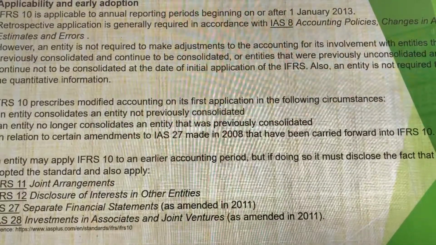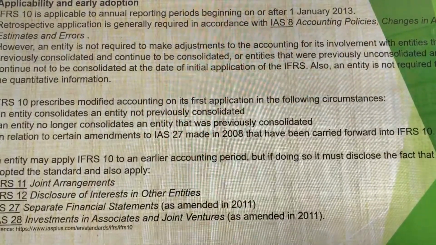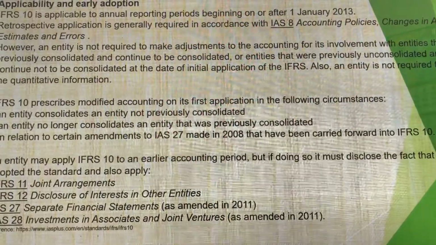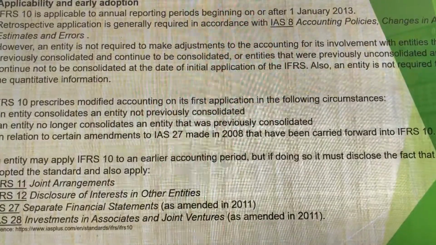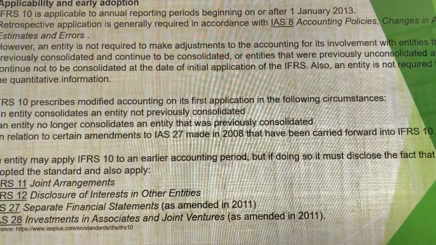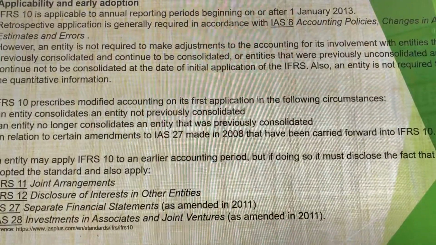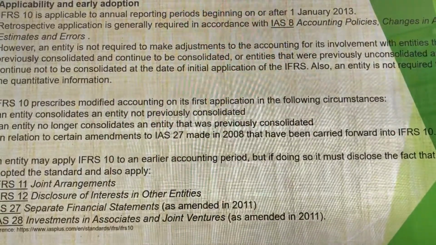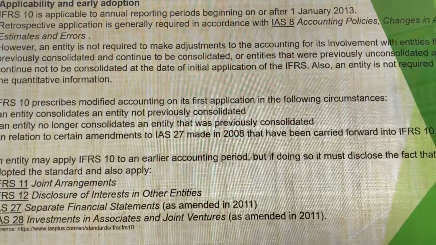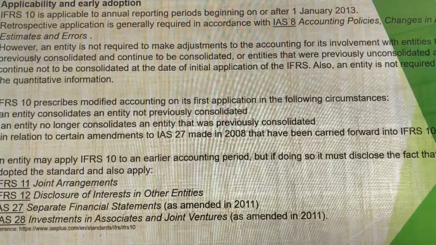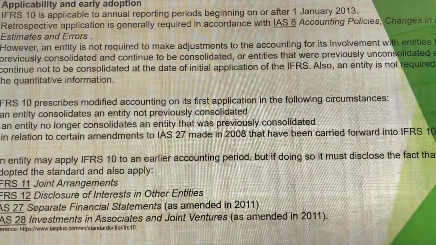Related standards are IFRS 11 Joint Arrangements, IFRS 12 Disclosure of Interests in Other Entities, IAS 27 Separate Financial Statements, and IAS 28 Investments in Associates and Joint Ventures.